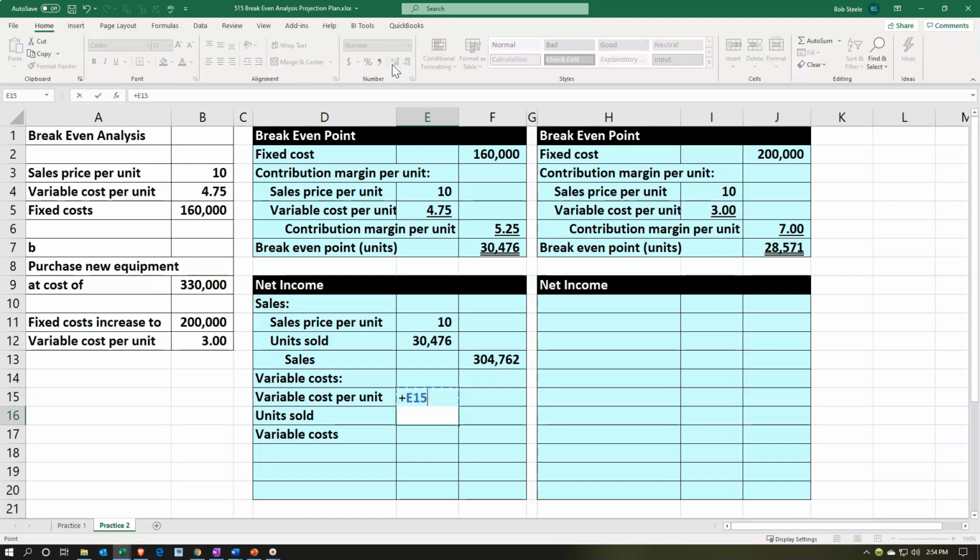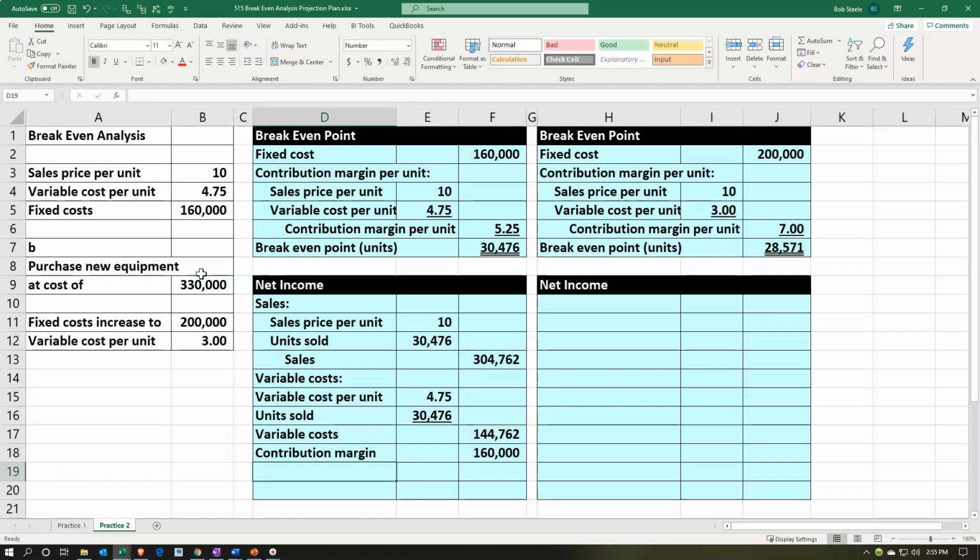We're going to pick up the units, which is going to be our break-even units up top. Put an underline here: Home tab, font group, underline. And then we're going to have our variable cost total being the 4.75 times the 30,476. There we have that. And then we're going to get to our contribution margin, which is going to be equal to the total sales minus the total variable cost. Let's put an underline up top here: Home tab, font group, underline.